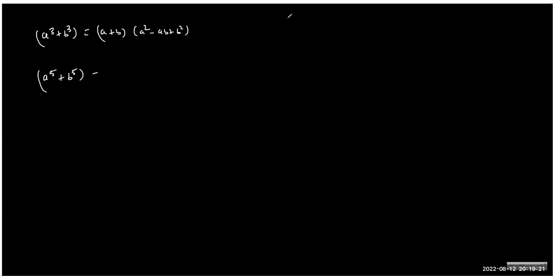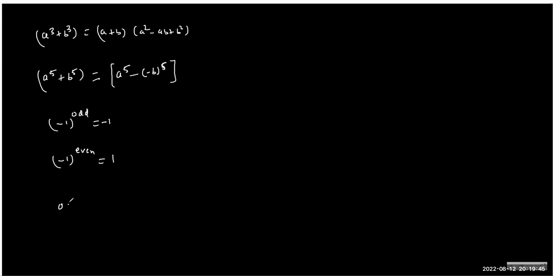Actually, we have only one formula, the minus one. But for odd power, we can convert into minus, right? Why? Because minus 1 to the power odd is minus 1, and minus 1 power even is 1. This is a simple theorem.